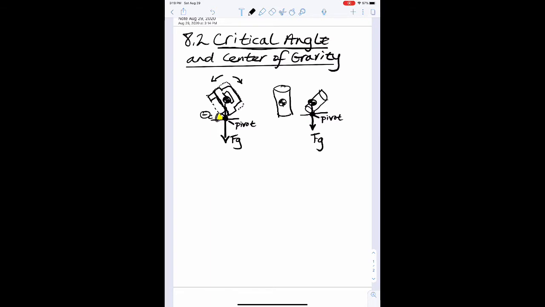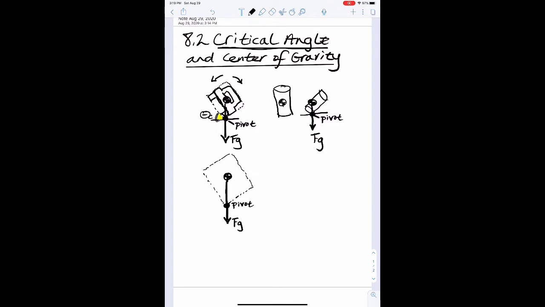And so how do we think about this critical angle? Let me try and draw this one more time. Maybe something like this. And we have the pivot right here, and then this kind of rectangular shaped vehicle.